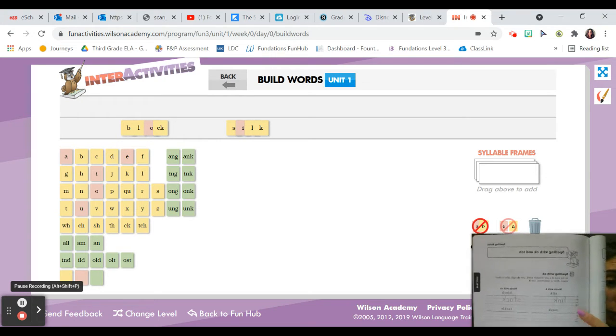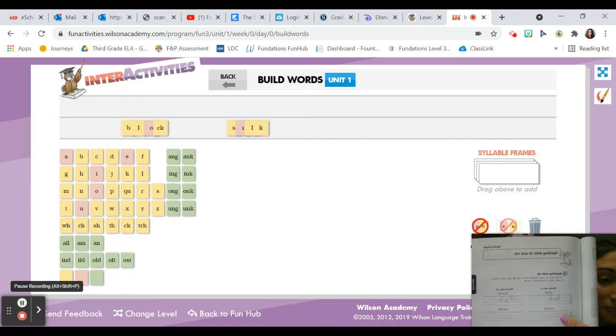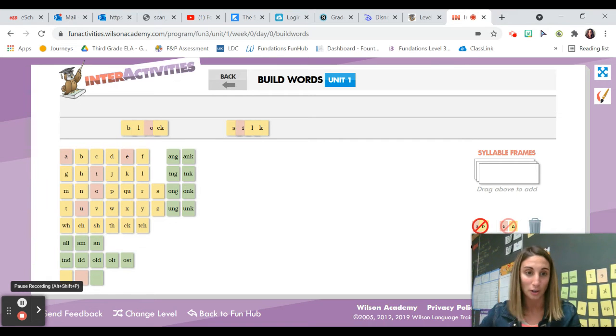So we added the words link, L-I-N-K, under silk, and the word stack, S-T-A-C-K, under block on page 29 in our notebooks.